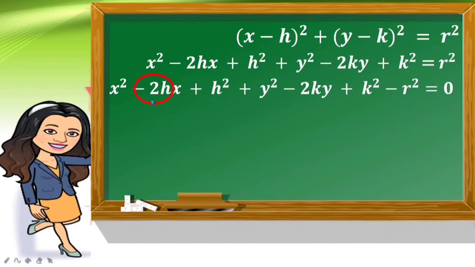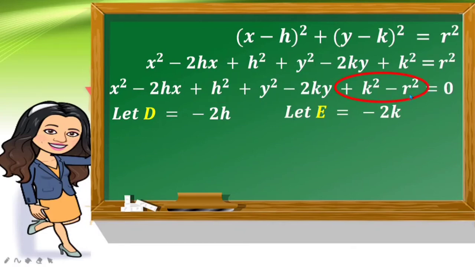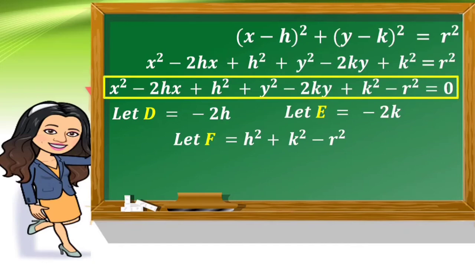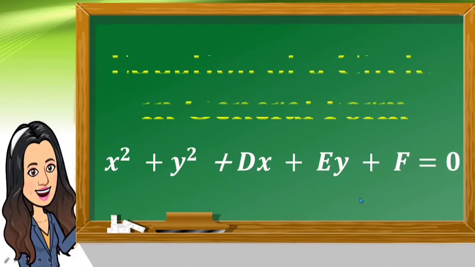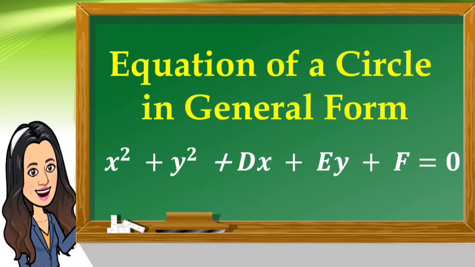Okay? And then let -2h equal to d. And then -2k equal to e. And h squared plus k squared minus r squared equal to f. So, rewriting this equation, we will have x squared plus y squared plus dx plus ey plus f is equal to 0. And this is the general form of the equation of a circle.